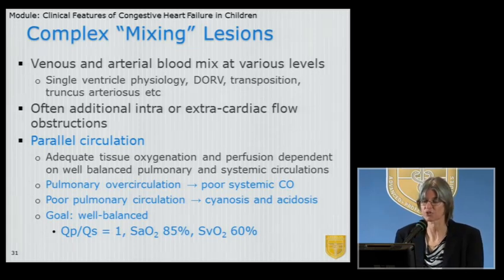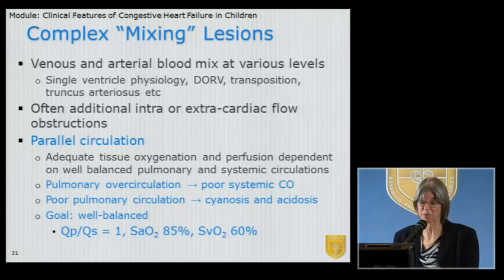So basically, your adequate tissue oxygenation and perfusion depends on a well-balanced pulmonary and systemic circulation. Only when as much blood goes to the lungs as goes to the body, then you can survive. If you have pulmonary overcirculation, you have poor systemic cardiac output, you get significant acidosis, and you die. Or you have poor pulmonary circulation, you are cyanotic and acidotic. So the goal is to have a well-balanced circulation where your saturations are about 85% and your mixed venous saturation is about 60%.